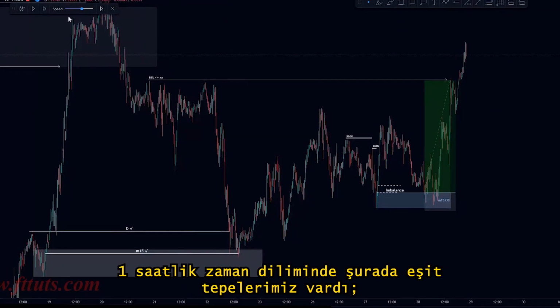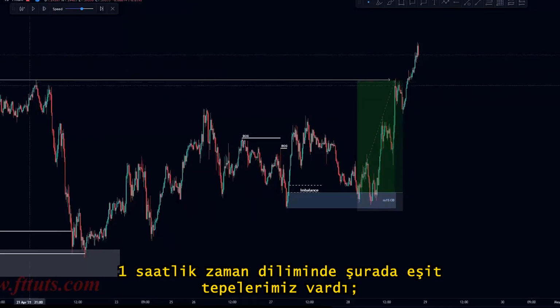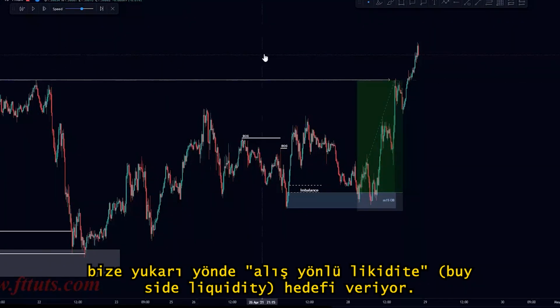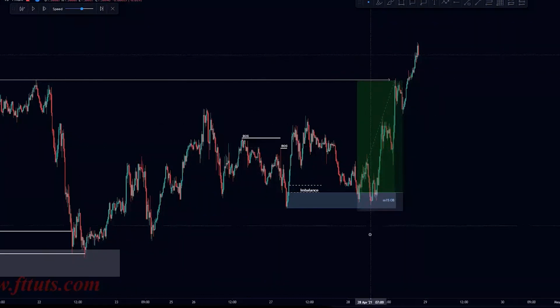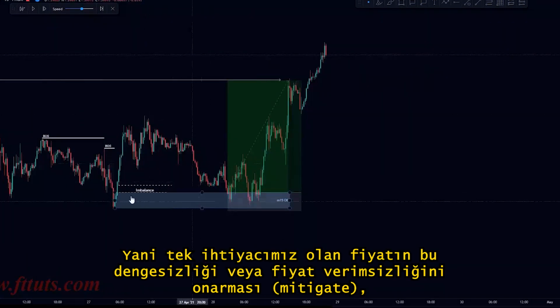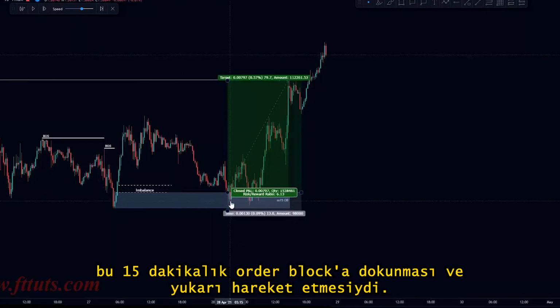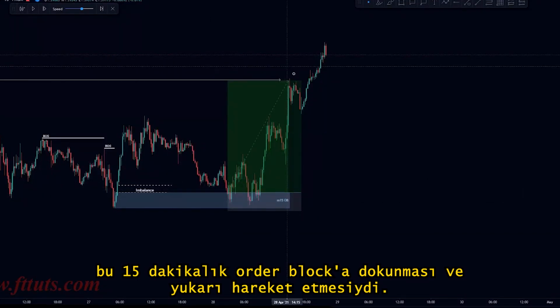Okay, on the 1 hour time frame, we had equal highs over here, giving us buy side liquidity to target to the upside. So reason and cause for price to move further up. So all we needed was price to mitigate this imbalance or price inefficiency, tap into this 15-minute order block and move to the upside, right?